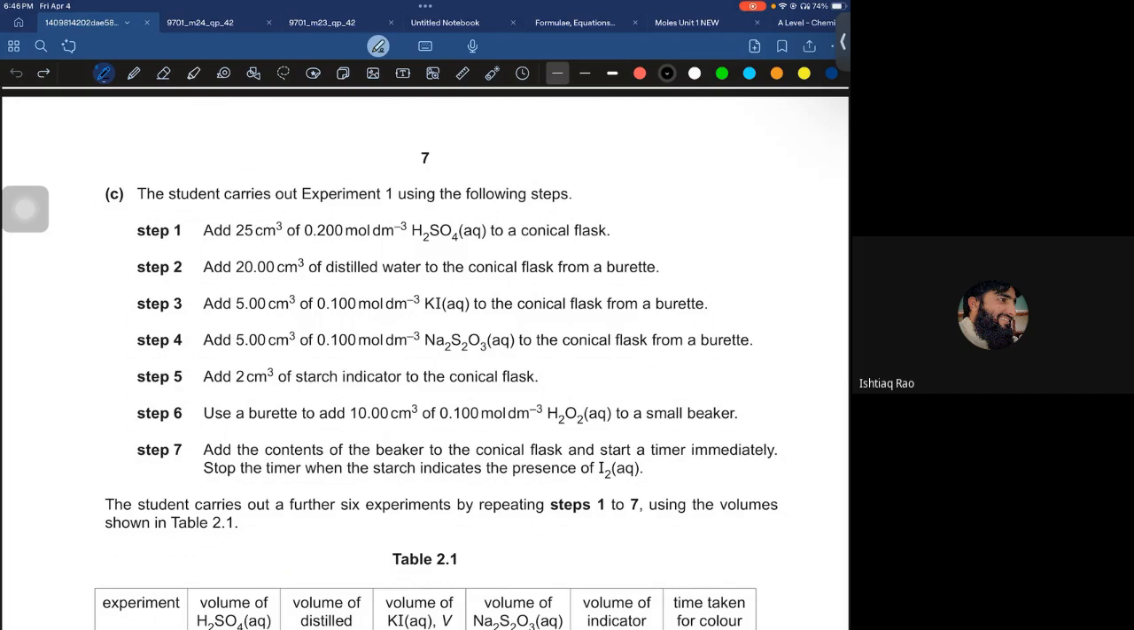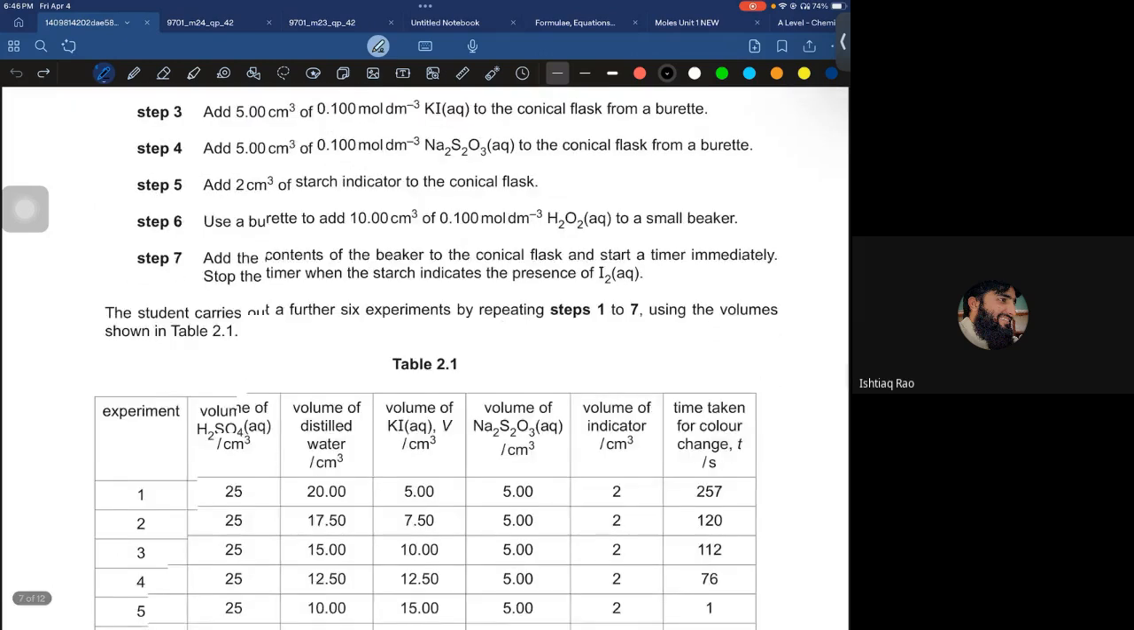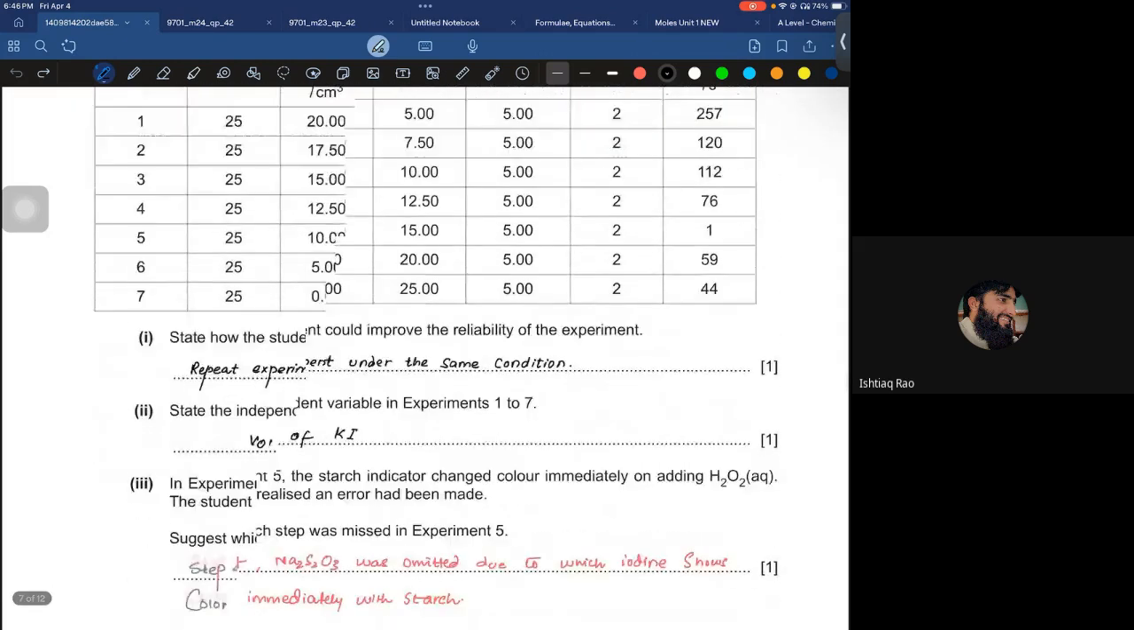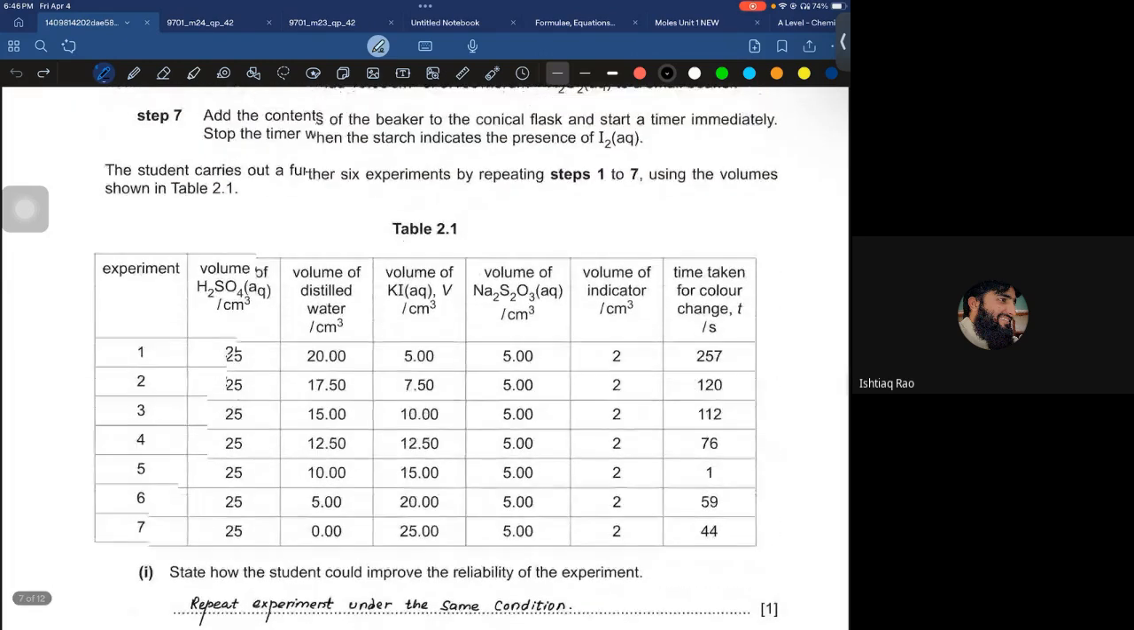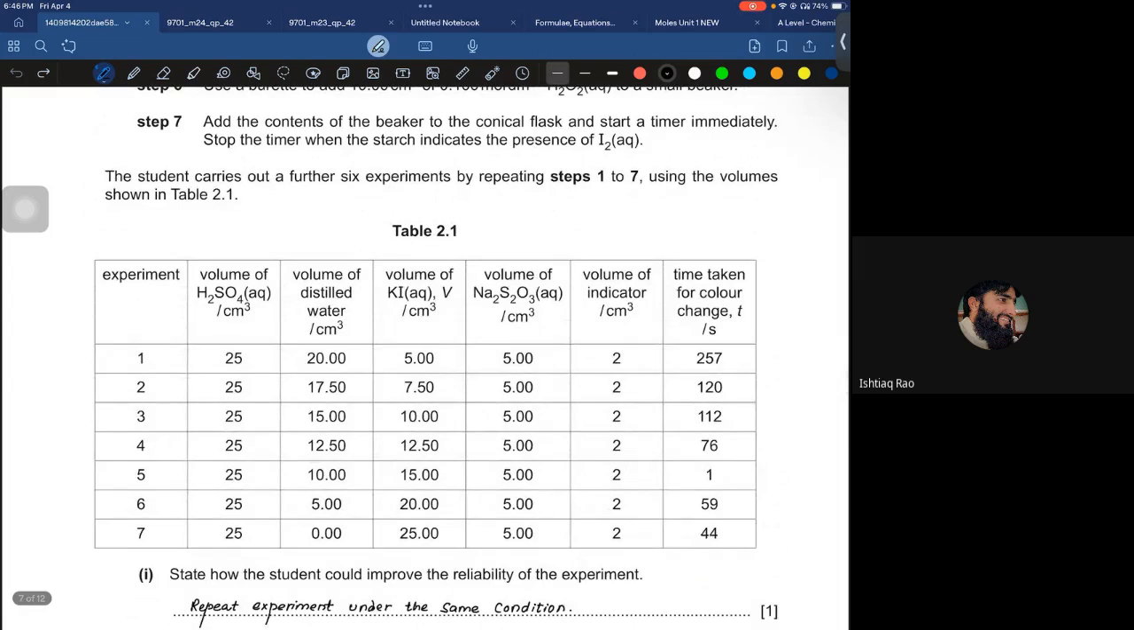Start a timer immediately. Stop the timer when the starch indicates the presence of iodine, because starch is going to make a complex with iodine. Then the data is given to you. State how the student could improve the reliability of the experiment.